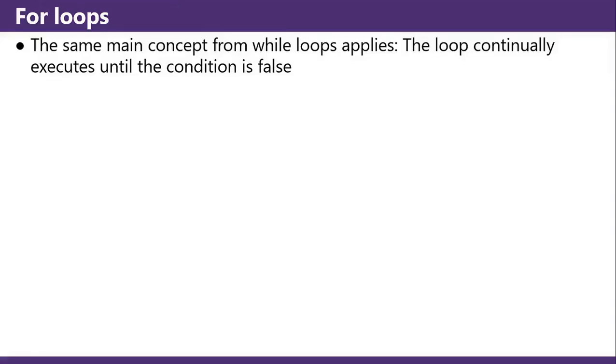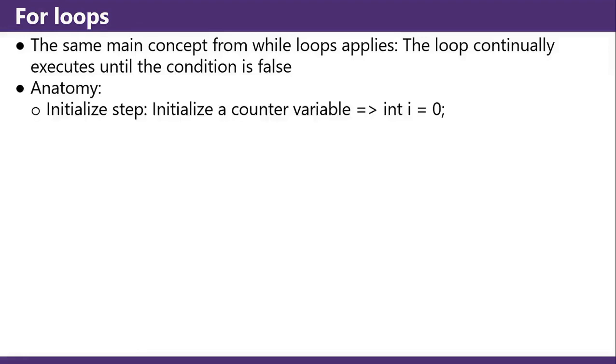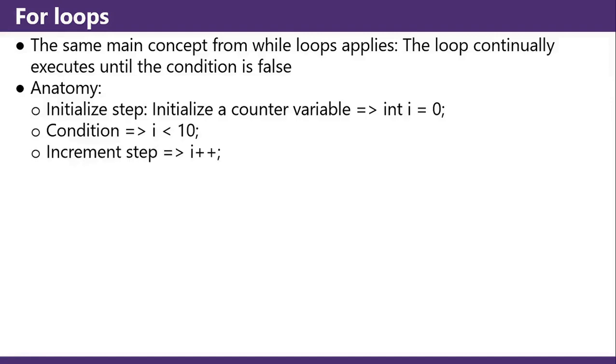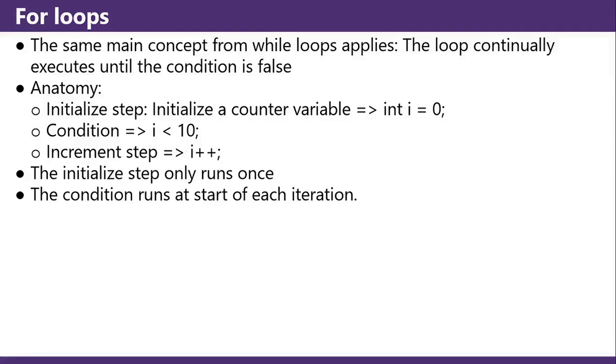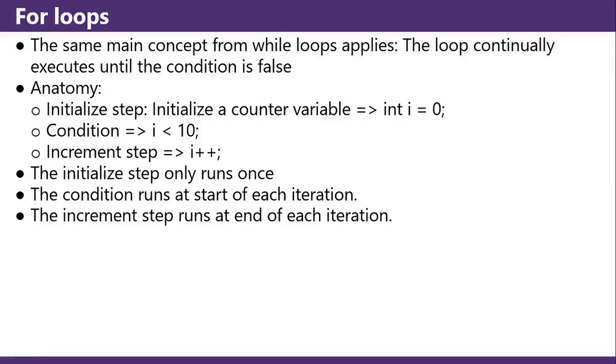For loops. The same main concept from while loops applies. The loop continually executes until the condition is false. Anatomy: initialize step, initialize the counter variable, int i = 0. Condition, i less than 10. Increment step, i++. The initialize step only runs once. The condition runs at the start of each iteration. The increment step runs at the end of each iteration.